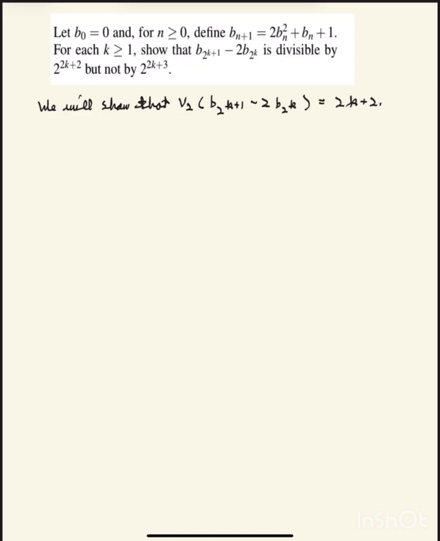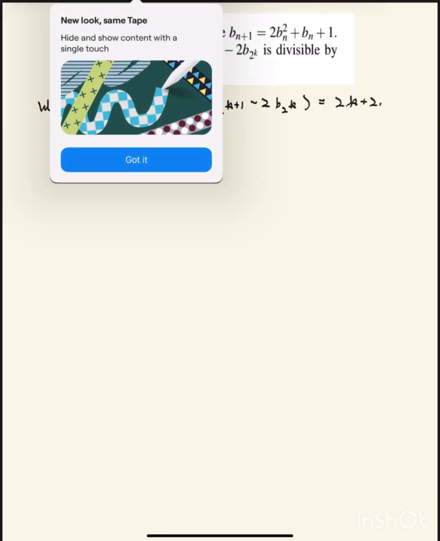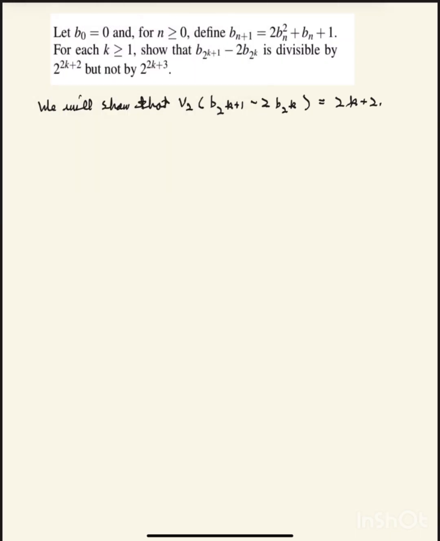So this is equivalent to saying that v2 of b_{2^{k+1}} minus 2b_{2^k} is equal to k plus 2, where v2 of n denotes the two-adic valuation of n. Okay, so now we will prove this claim in a few different ways.